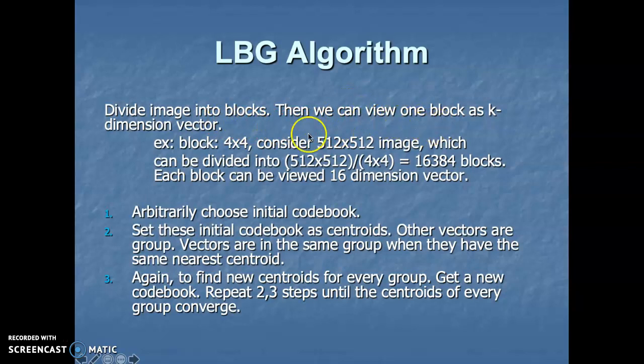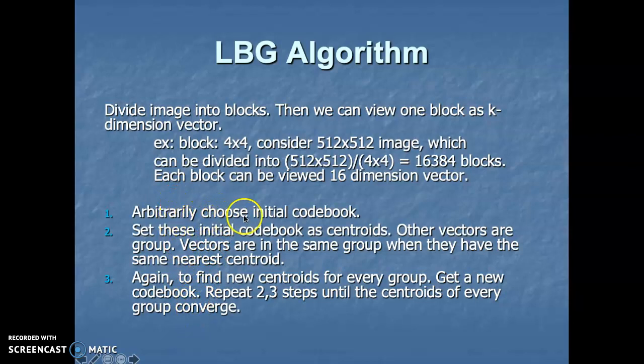You divide the image into blocks, and then we can view one block as a k-dimension vector. For example, you have a block of 4 times 4, and the original image is 512 times 512. This image will be divided into 4 times 4 blocks, so you will get about 16,000 blocks. Each block can be viewed as a 16-dimension vector. So these are the steps.